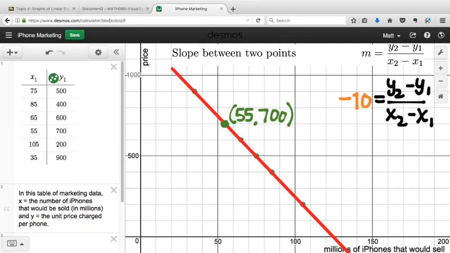And I'm going to call that point my x1, y1. So I'm going to just think about what it would look like to plug in those specific values into this slope formula for a second. So in place of x1, I'm going to have 55. In place of y1, I'm going to have 700.